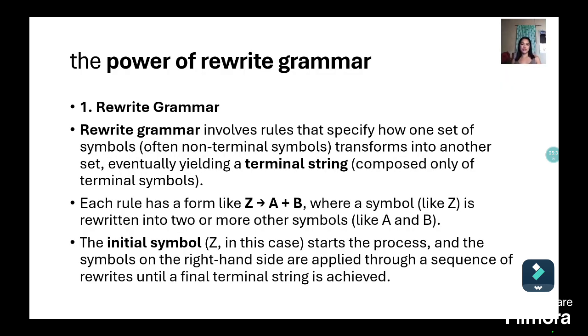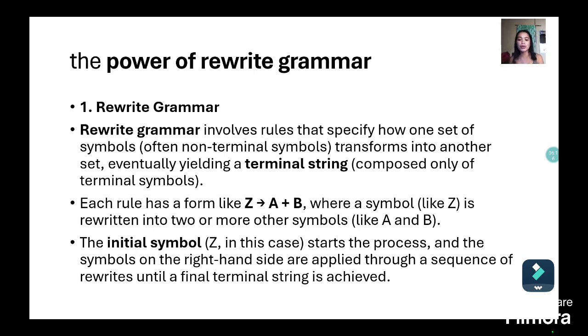So, the power of rewrite grammar. Rewrite grammar involves rules that specify how one set of symbols, often non-terminal symbols, transform into another set, eventually yielding a terminal string composed only of terminal symbols. Each rule has a form like Z is rewritten as A followed by B, where a symbol like Z is rewritten into two or more other symbols. So in the rewrite grammar, each rule has a form like Z can be written as A plus B.